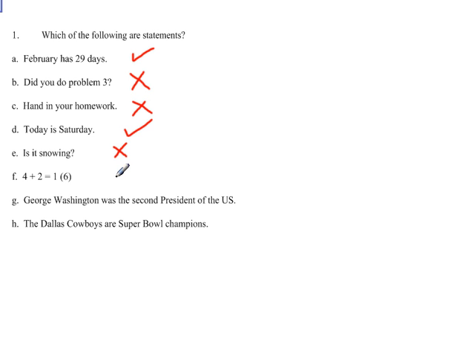4 plus 2 equals 1 times 6. That's a mathematical statement, but it certainly is one that's either true or false and not both, so therefore, yes, it is indeed a statement. George Washington was the second president of the U.S. Again, a statement that's either true or false, but not both. And H, the Dallas Cowboys are Super Bowl champions. Well, certainly that could be true or false, and that would be a statement.